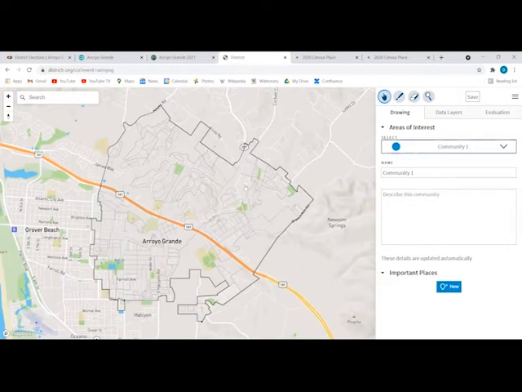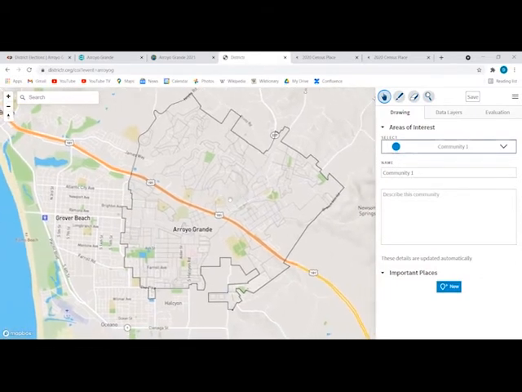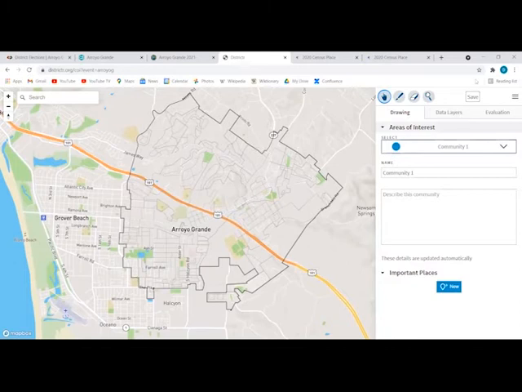So these serve as the building blocks for any district or any neighborhood or community of interest that you want to make. So I'm demonstrating here how to draw a neighborhood or a community. So you'll see that to the right here, it has an automatic name for the community, but I'm going to call it my own. I'll say something like the village. And I would describe it as the commercial and historic core of the city.